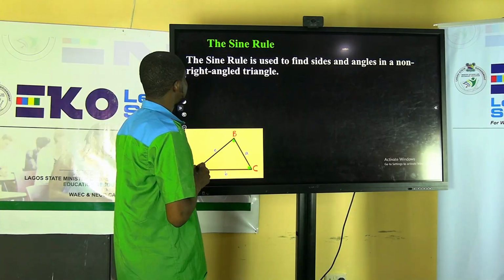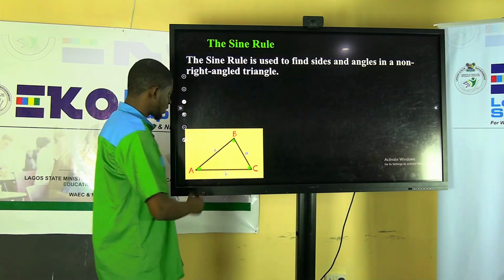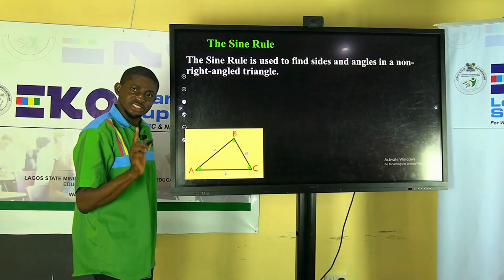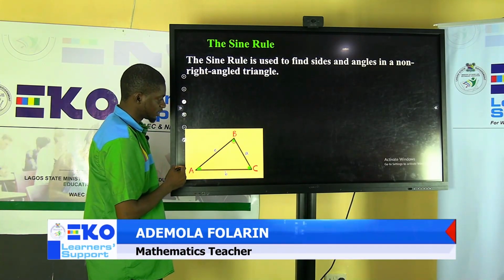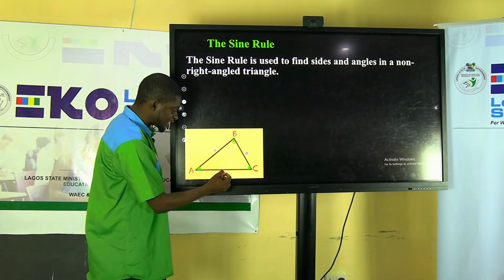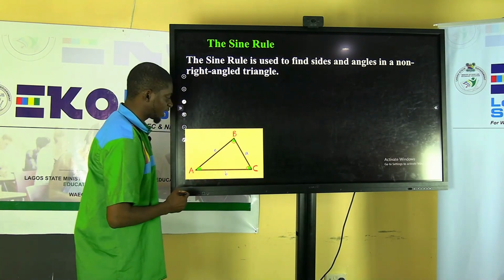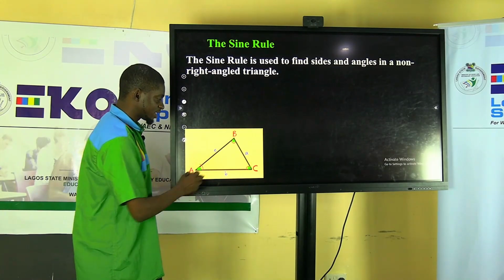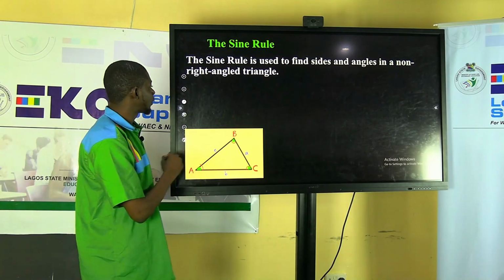The sine rule is used to find sides and angles in a non-right angle triangle. Taking a look at what we have here, I always tell students, consider this angle here as the mother and the side facing it as the daughter. This angle here as the mother and the side facing it as the daughter. And as well this angle here as the mother and the side facing it as the daughter. We'll learn a beautiful story about them.